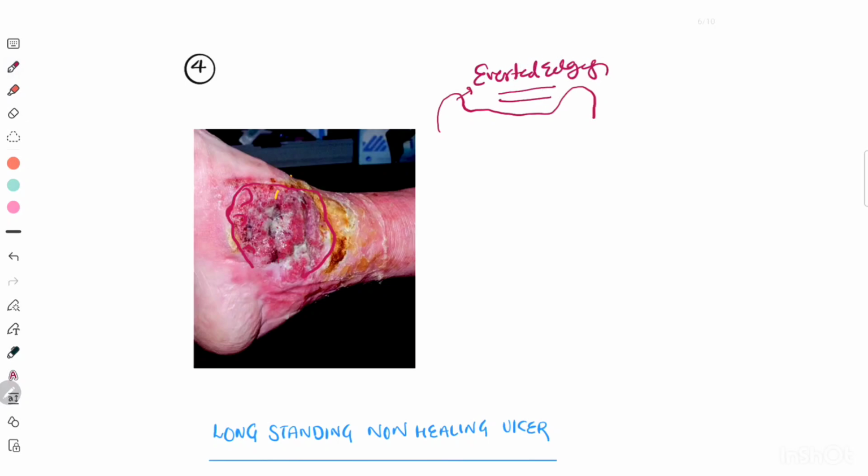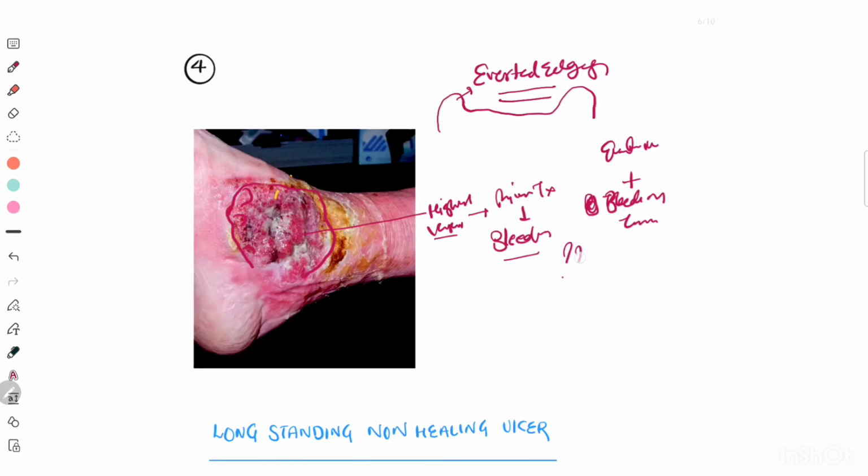And here you can see the ulcer is highly vascular. If you touch this type of ulcer, minor trauma can lead to bleeding. So it is known as bleeding on touch plus everted margins. Then you can suspect a malignant ulcer.